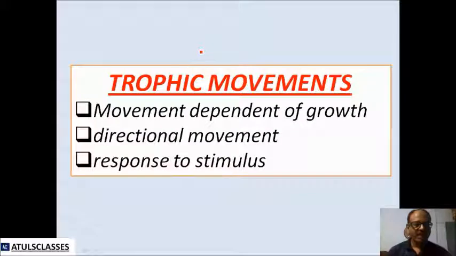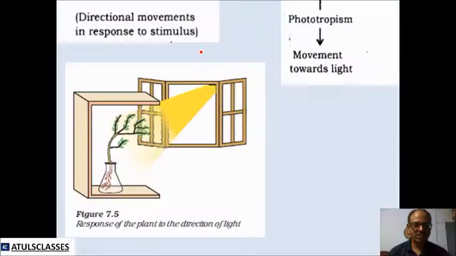Now another movement that is called tropic movements. These movements are dependent on growth. They are directional movements and they respond to the stimulus. Phototropism, a conical flask and a plant. You're seeing there's a growth of stem towards the light and the root that is away from the light. So this shows positive phototropism and the root shows negative phototropism.